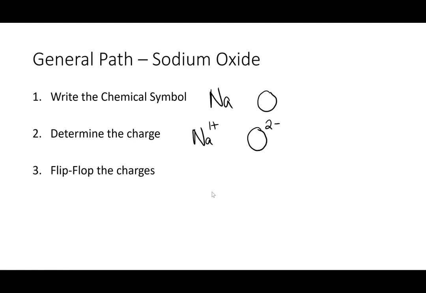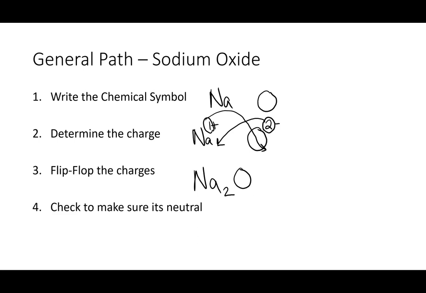Step 3, flippity-flop the charges. So this 2 is going to be the subscript on sodium. This 1 will be the subscript on oxygen. So that's the flippity-flop. So we would write Na2O. And again, that 1 is implied, but you can write it in there if it makes you feel better.